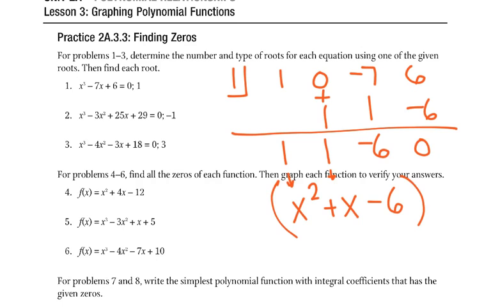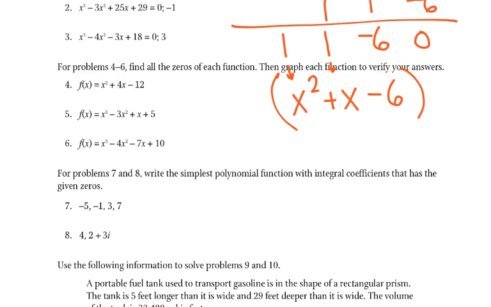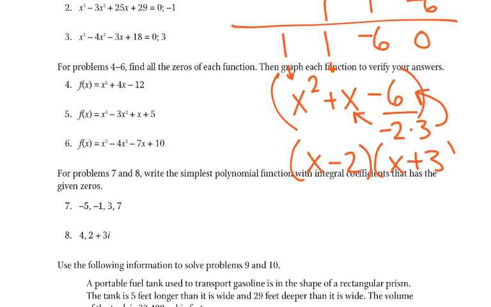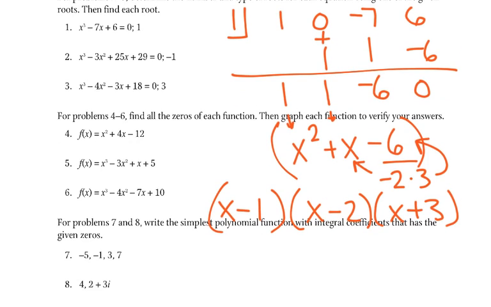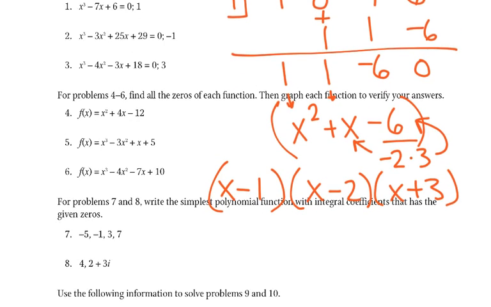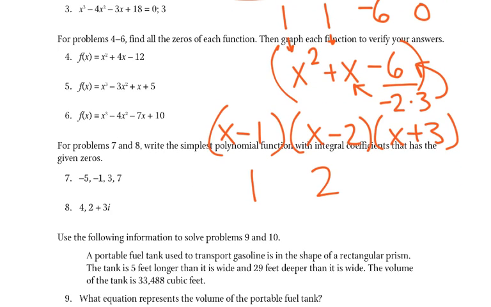Okay, then we say, can I factor those? And it would factor, right? Because negative 2 times positive 3 would be negative 6. Added would be 1. So I'd get x minus 2 times x plus 3 times my x minus 1 from the beginning. So we actually have 3 real roots here. And they would be 1, 2, and negative 3.